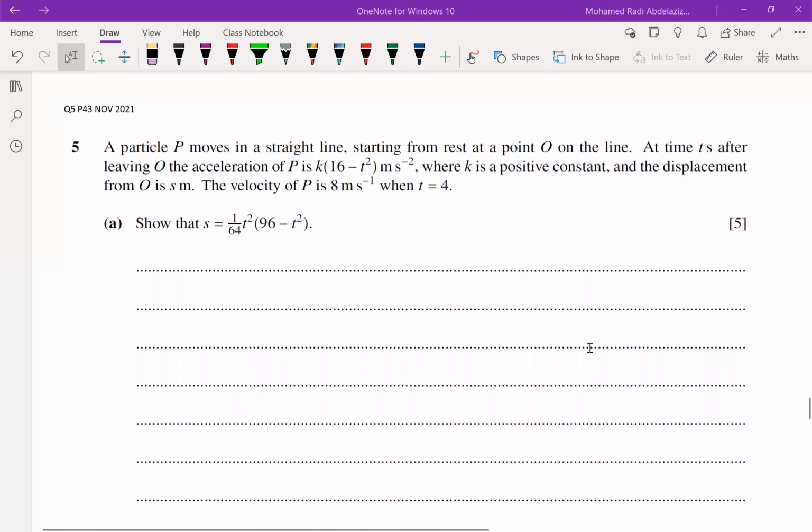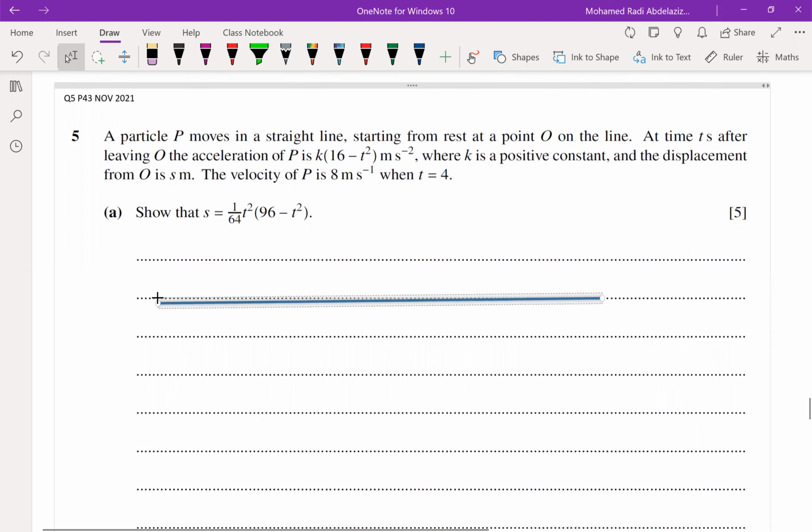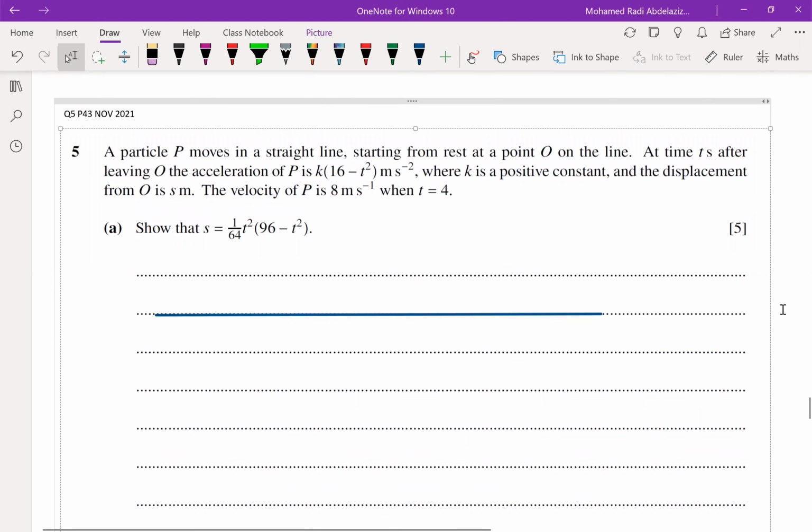Hi guys, in this tutorial, I'm gonna solve question number 5, paper 43, November 2021. Particle P moves in a straight line starting from rest at O. When it's written start from rest at O, it means when t is equal to 0, v equals 0, and displacement is equal to 0. This is an important point.